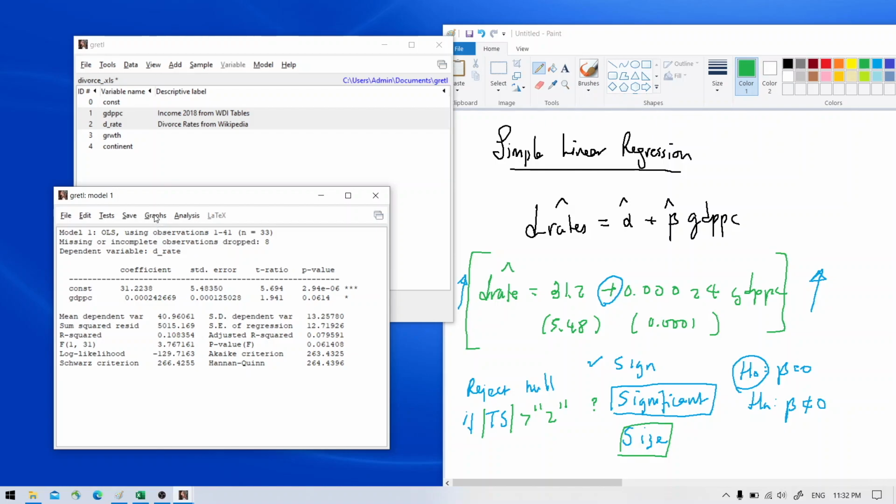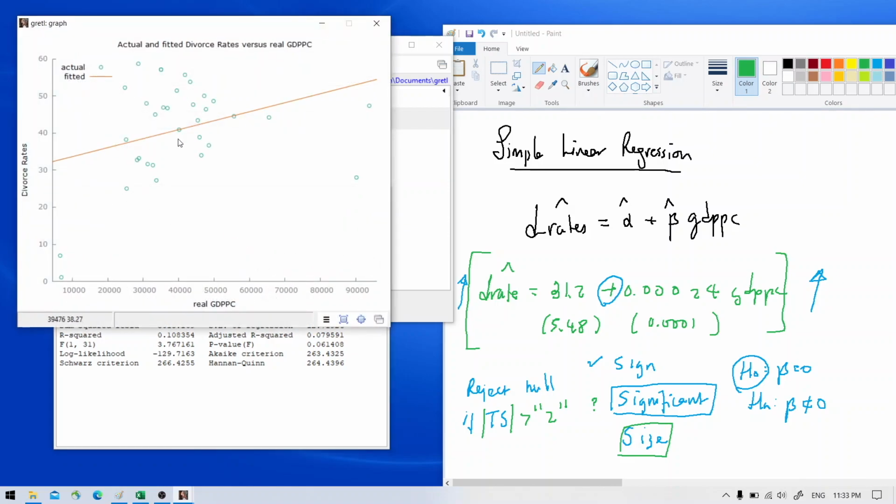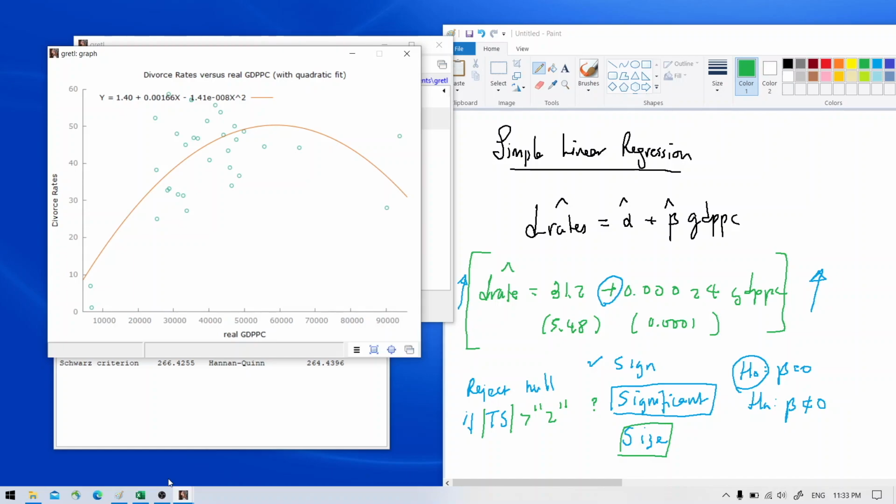Partly the reason is that if we actually draw the graph for the regression, so in model 1, we can go to Graphs, Fitted and actual plot against GDP per capita, you see that we are fitting a straight line when the data points more or less don't look very linear, right? I think it would be better to fit a curve. Let's see whether we can. If we fit a curve by putting a squared term of the independent variable, we see something that looks very much like this. So this seems to be a better fit.